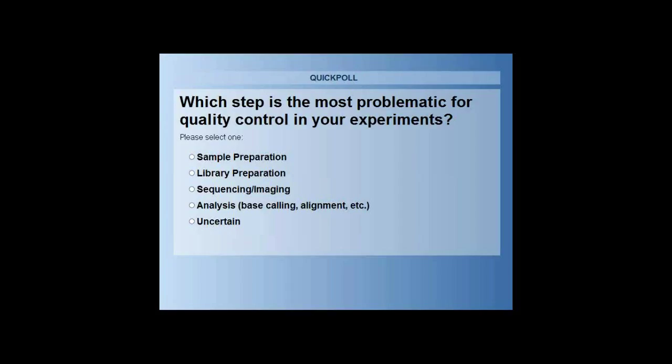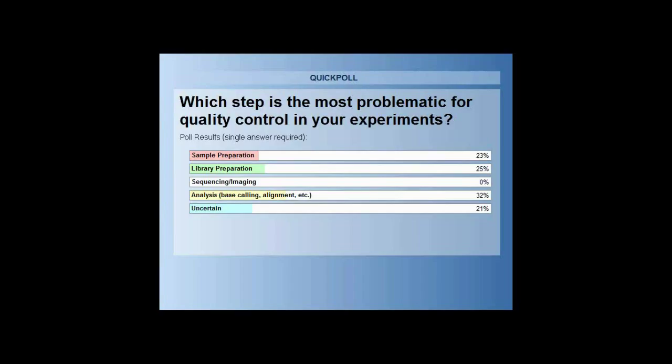It looks as though most of you have voted at this point, so I'm going to close polling now and share the results with you. There we have it, 32% of you said analysis, while 25% said library preparation, 23% said sample preparation, and 21% of you were uncertain. 0% of you said sequencing/imaging.